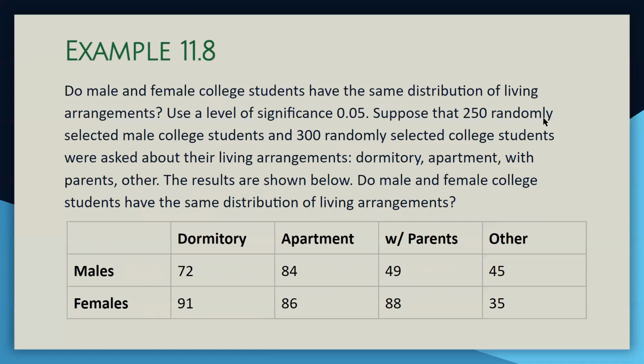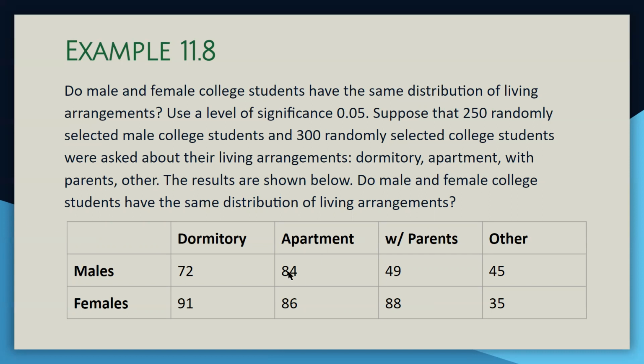So for our first example, do male and female college students have the same distribution of living arrangements? Use a level of significance of 0.05. Suppose that 250 randomly selected male college students and 300 randomly selected female college students were asked about their living arrangements: dormitory, apartment, with parents, or other. The results are shown below. Do male and female college students have the same distribution of living arrangements?